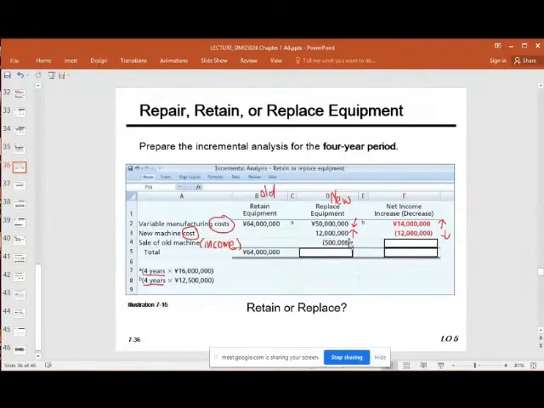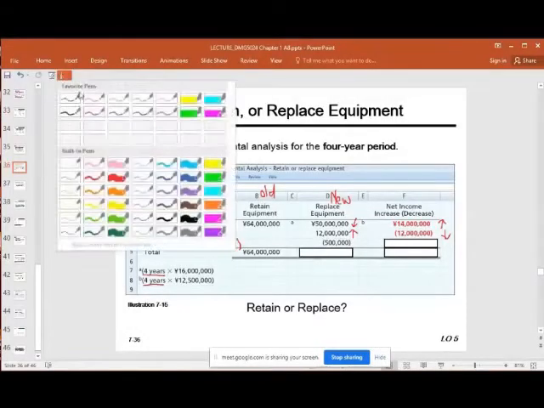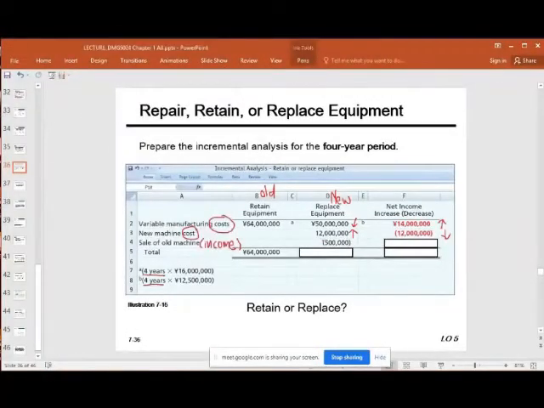So don't look at the bracket, class. Don't look at the bracket. Later I'll explain to you why there's a bracket here. Don't look at the bracket here. So income from 0 becomes 500,000. Income increase, so net income increase. So you have a positive 500,000.